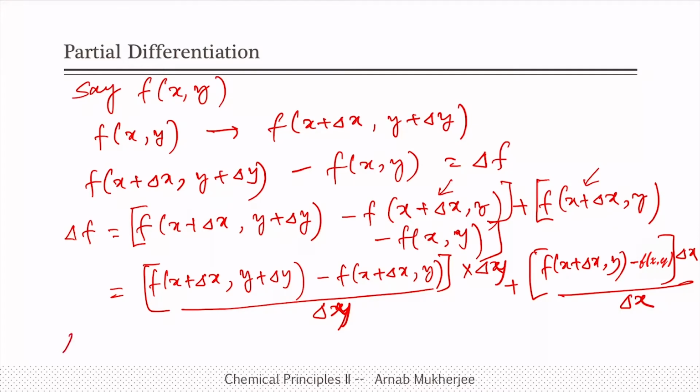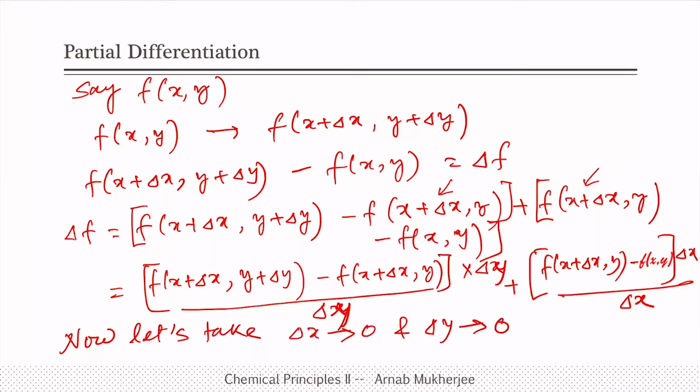So, now let us take Δx tends to 0 and Δy tends to 0. What is going to happen? Look at the first term. In the first term, if I take the Δx to be 0, then I have Δx in both the cases, okay. Now, I can take the limit right away, okay. So, we are taking now limit Δy and Δx tends to 0 for both of them, okay.